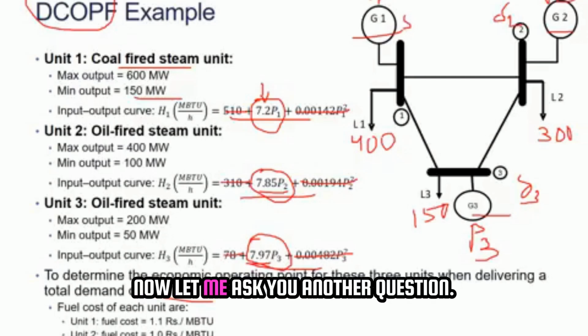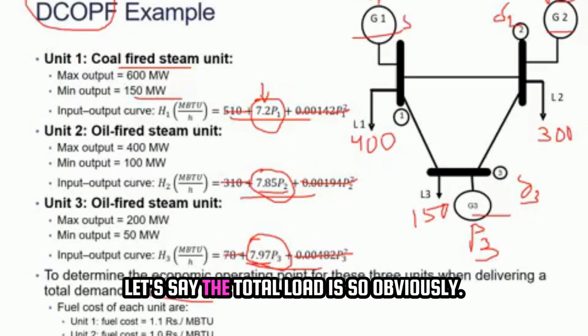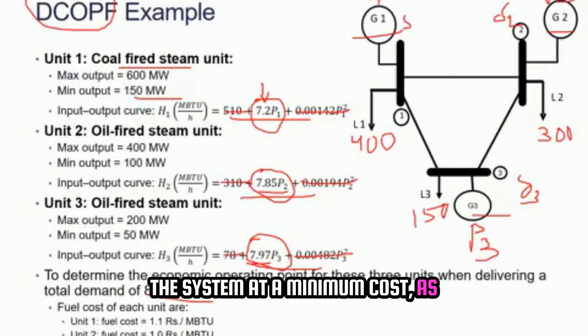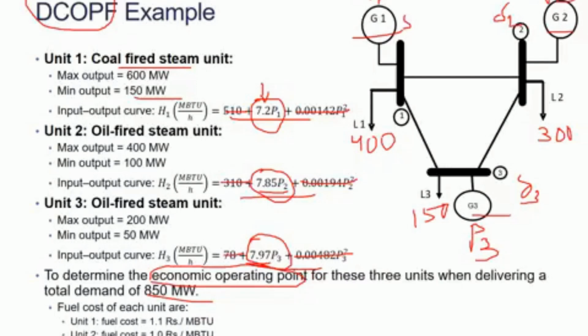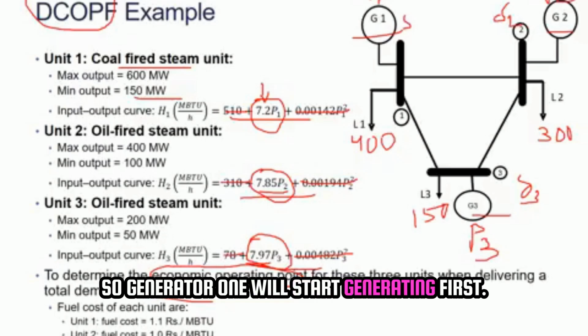Now, let me ask you another question. If we want to start generating the system at a minimum cost, at an economic operating cost, then which generator should start running first? Yes, exactly. So generator 1 will start generating first.